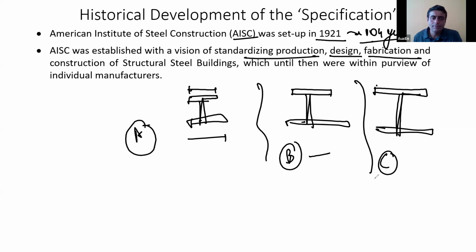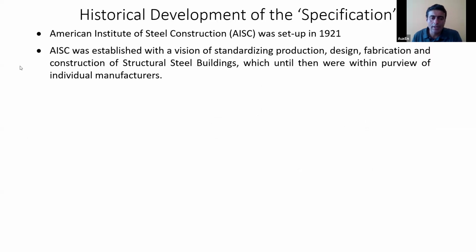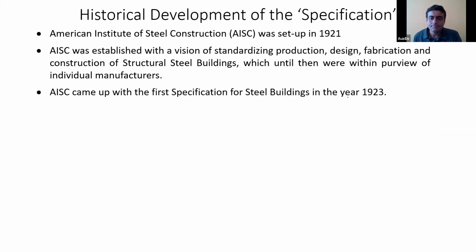So to standardize the process of production, design, fabrication, and construction of steel buildings, with this view, AISC was set up in 1921. And then they came up with their first standard in the year 1923. So the first specification for structural steel building came up in the year 1923. So that is more than 102 years old now. Quite old, right?